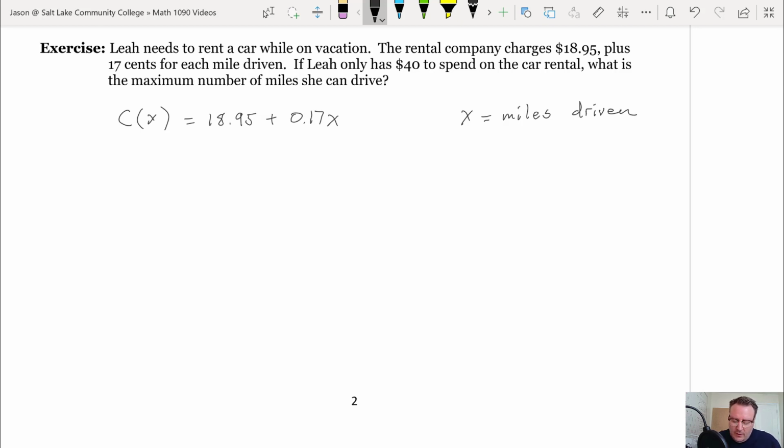Okay, so she has to make sure that her costs are less than $40. In other words, C of x has to be less than 40, which is equivalent to saying $18.95 plus 0.17x is less than 40.